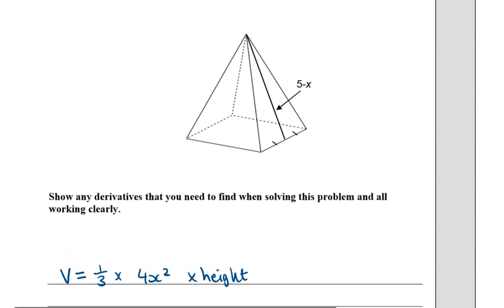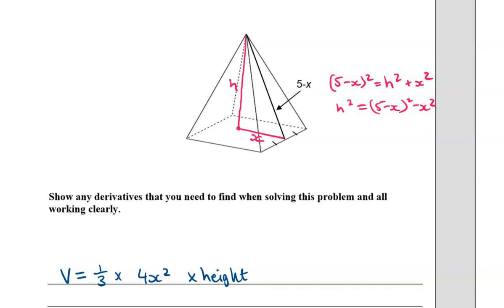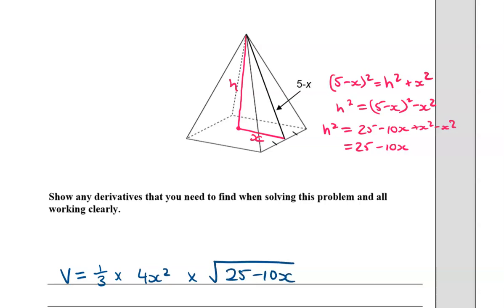Now for the height, that's if we drop a perpendicular down here. So that's our height, and this here is x. So we can use Pythagoras there. 5 minus x squared would equal h squared plus x squared. So rearrange that for h, and if we just tidy that up a bit, h squared is equal to 25 minus 10x. So here for the height, we can put in the square root of 25 minus 10x.